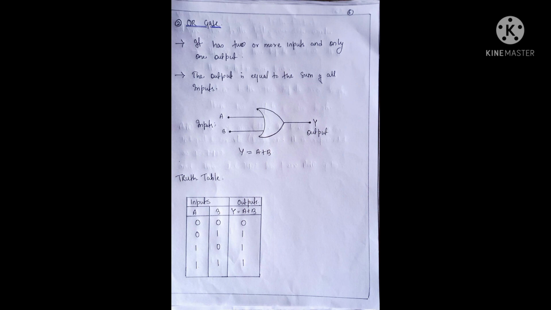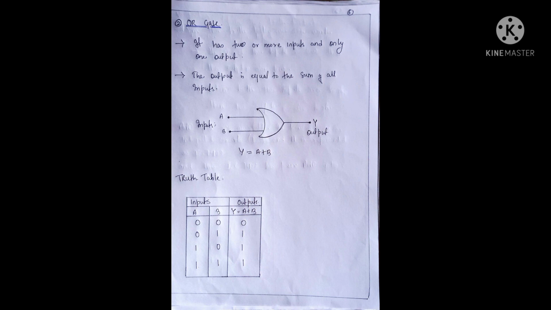Number 2, OR gate. OR gate has two or more inputs and only one output. The output is equal to the sum of all inputs. The OR gate gets its name from the fact that it behaves after the fashion of the logical inclusive OR. The output is true if either or both of the inputs are true. If both inputs are false, then the output is false. In other words, for the output to be 1, at least input 1 or 2 must be 1. And from the figure and the truth table, we can write that if one of the inputs is high, then the output is also high.